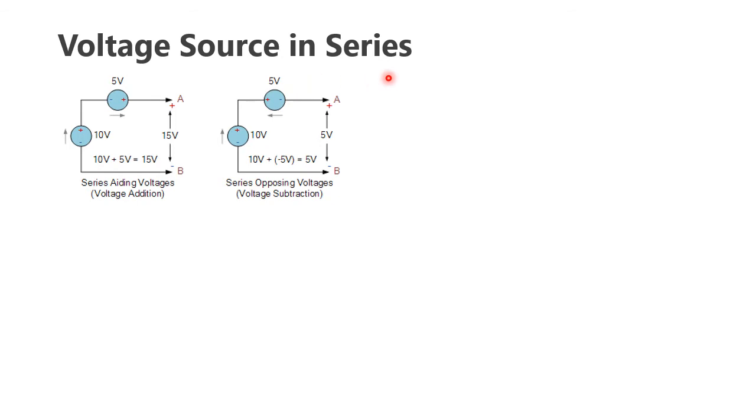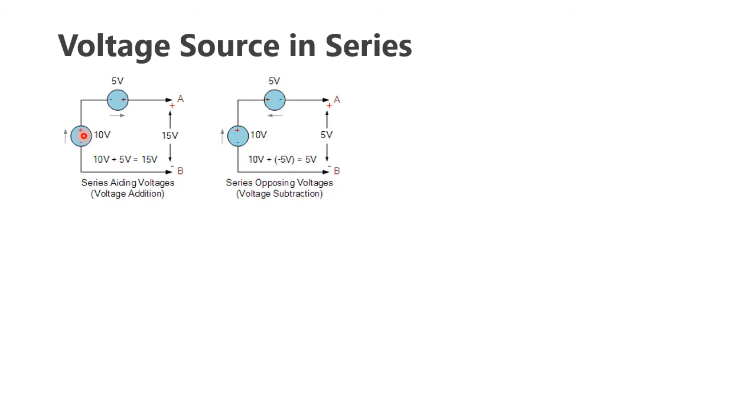Voltage sources in series. Here we can interconnect two different types of batteries, or different voltage level batteries, in series. It doesn't matter, but depending on our connection, the circuit may have voltage addition or voltage subtraction. Here you can see that they have interconnected this 10 volt battery with a 5 volt battery. But if you see the polarity, these two batteries are connected in the same polarity.